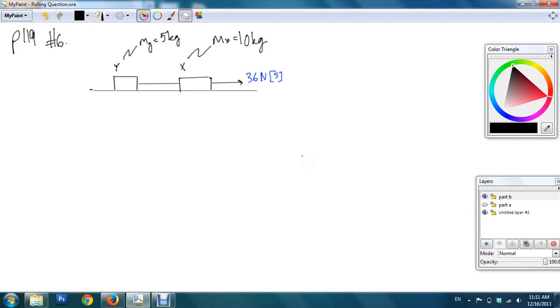Hello again, and welcome back to question number 6. This is the same question as question number 5, only now we're involving friction.